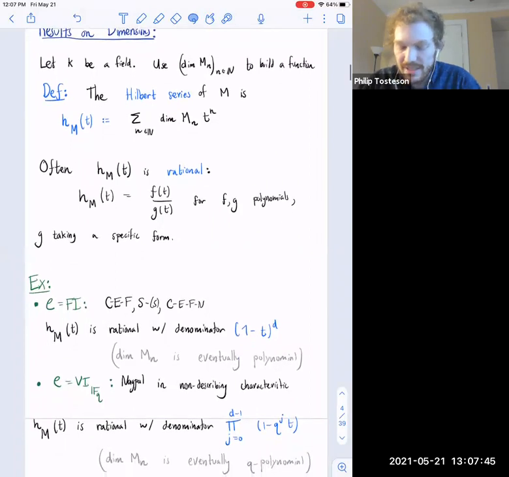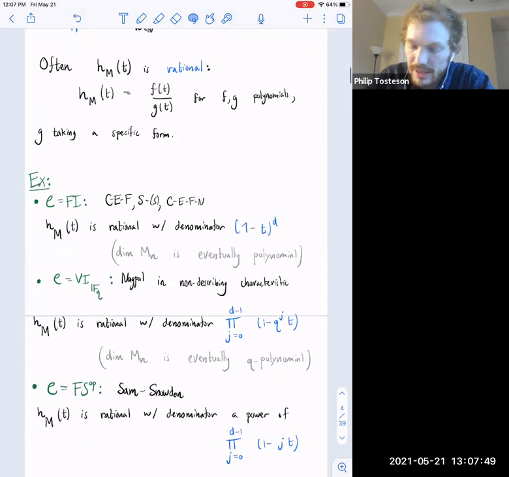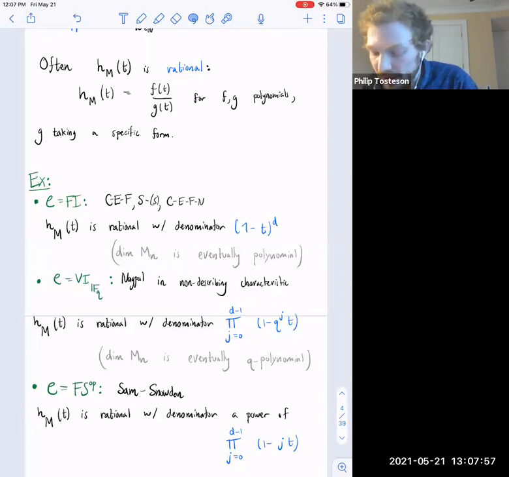And when C is VI_Fq, Nagpal showed in non-describing characteristic that H_M(t) is rational with denominator the product from j equals 0 to d minus 1 of (1 minus q^j t). This is just saying that dim Mn is eventually given by a q-polynomial, so a polynomial in powers of q.